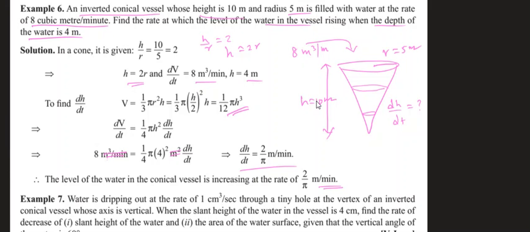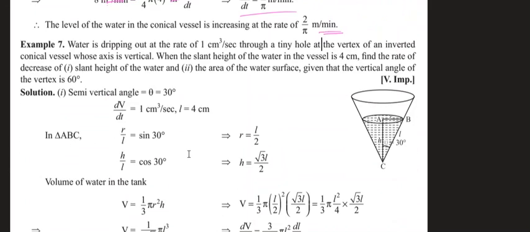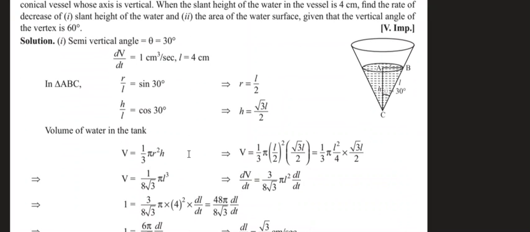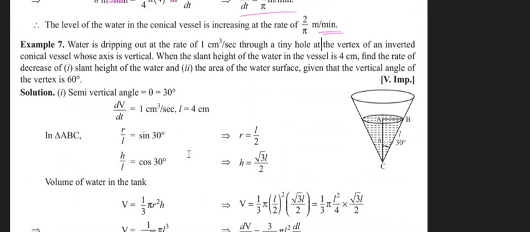Right, now let us move to the next sum. Water is dripping out at the rate of 1 cubic centimeter per second through the tiny hole at the vertex of the cone. In the previous sum we were pouring, now we are permitting the cone to leak through the bottom.